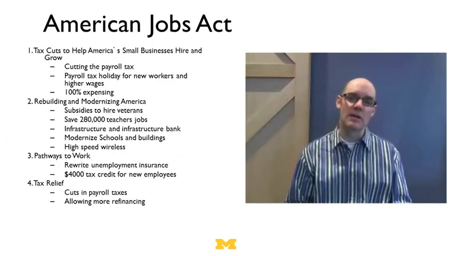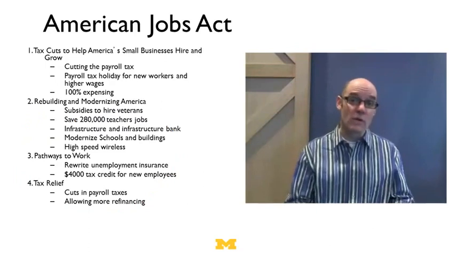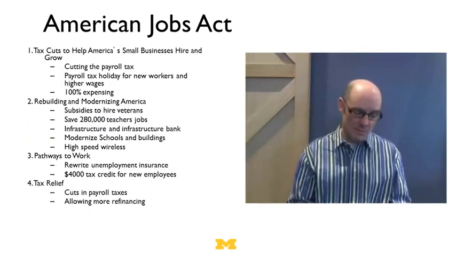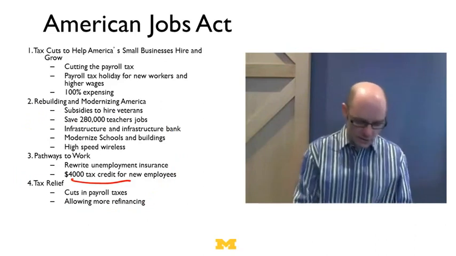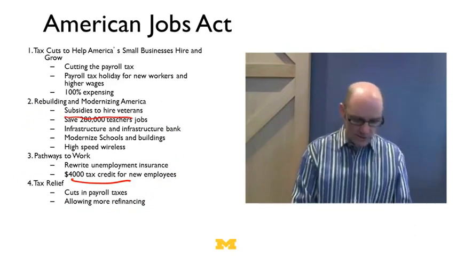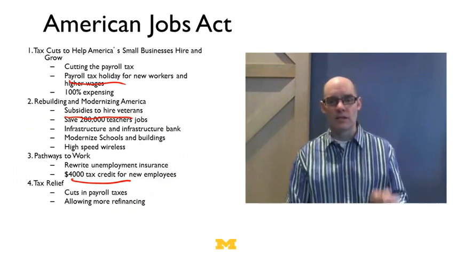So if you look at something like the American Jobs Act, this was a $447 billion program. It's a lot of money. And it did things like create tax credits for new employees, and subsidies to hire veterans, and payroll tax holidays. These are all big coefficient logic programs.